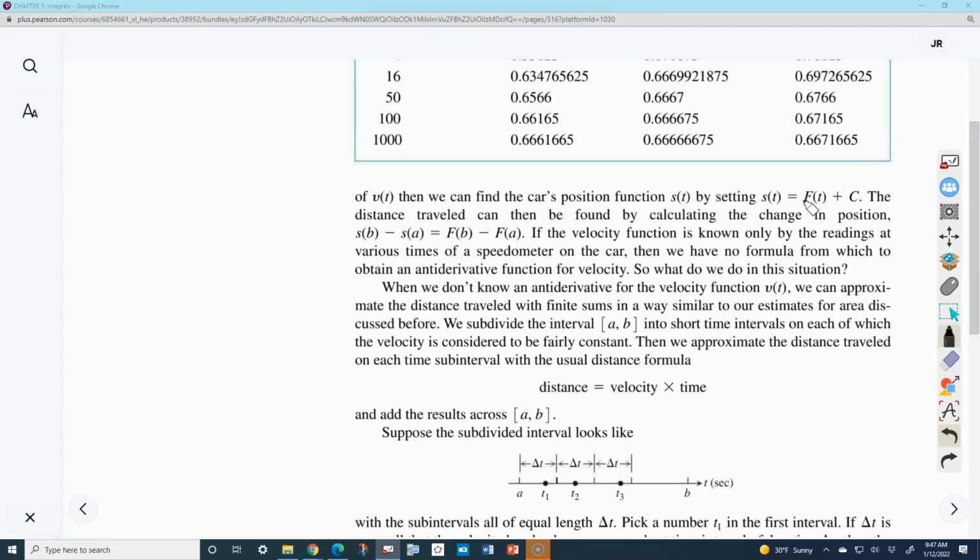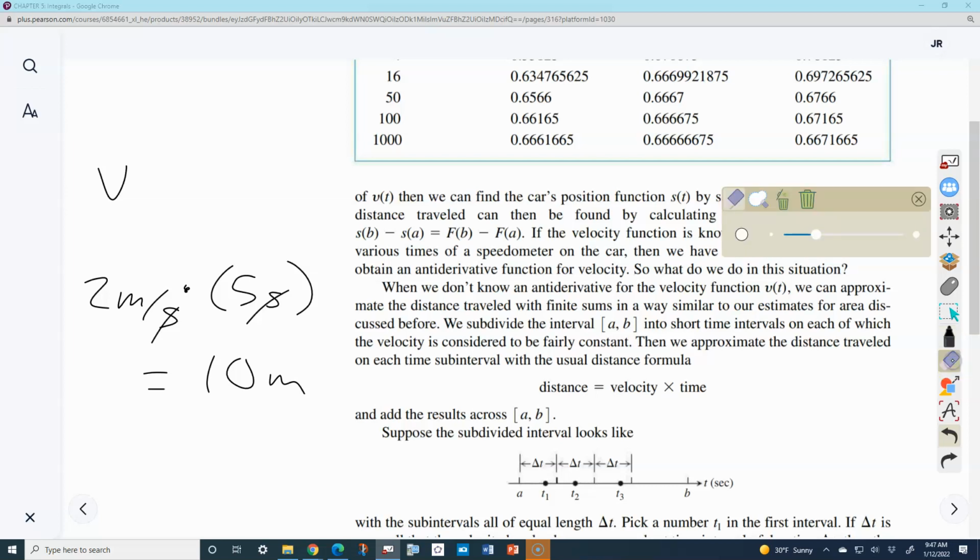So if you know your velocity, like if I was going, let's say, 2 meters per second, and I did that for 5 seconds, then the total distance I traveled would be 2 meters per second times 5 seconds, which would give me 10 meters. The velocity times the time would give you the distance. Okay?